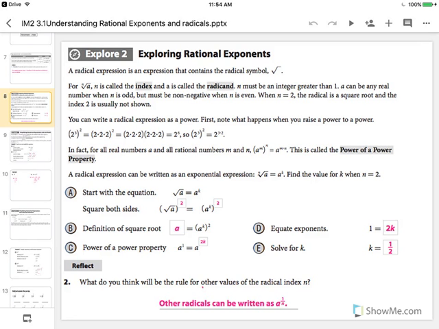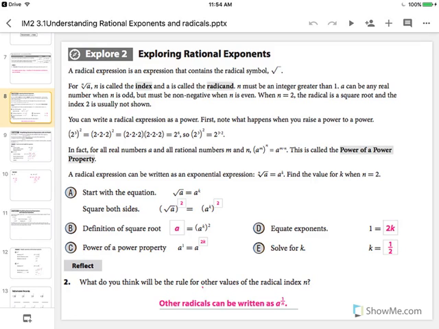Okay, so let's continue on. Here, a radical expression is an expression that contains a radical symbol. For an nth root of a, my mistake, n is called the index and a is called the radicand. n must be an integer greater than 1, and a can be any real number when n is odd, but must be non-negative when n is even. When n is 2, it is a square root, and the index 2 is not written.